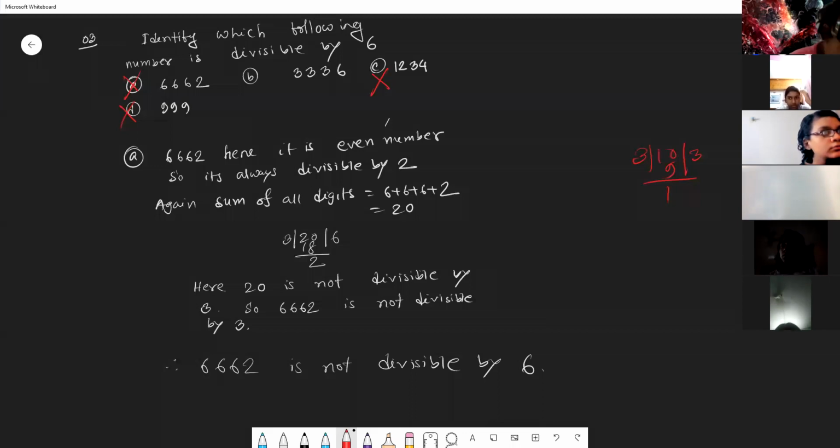So our remaining answer is number B. It is an even number, that's why it is divisible by 2. And the sum is 9 plus 6, 15. 15 is also divisible by 3. So finally, we can say B is our correct answer.